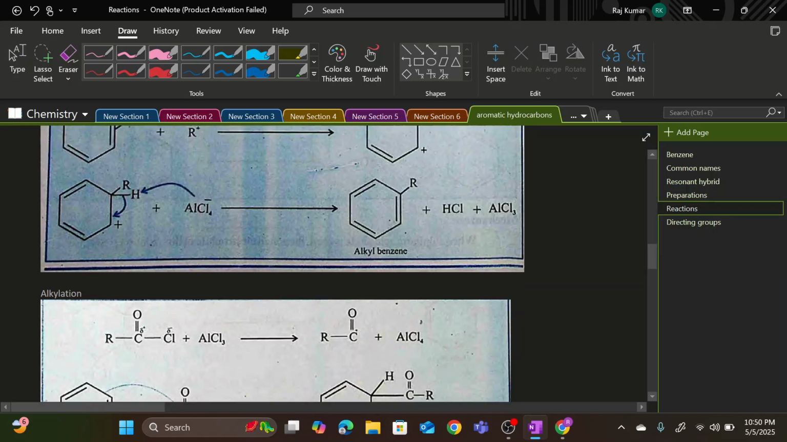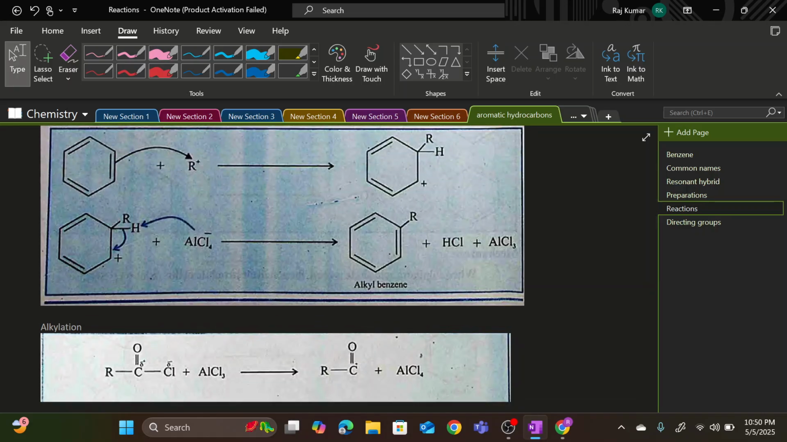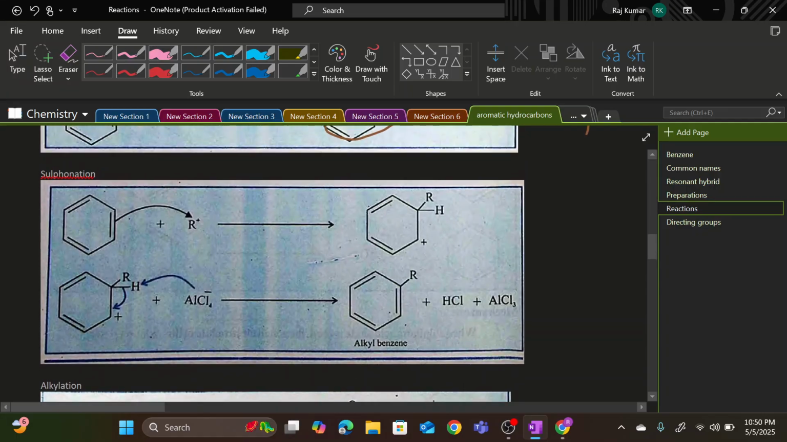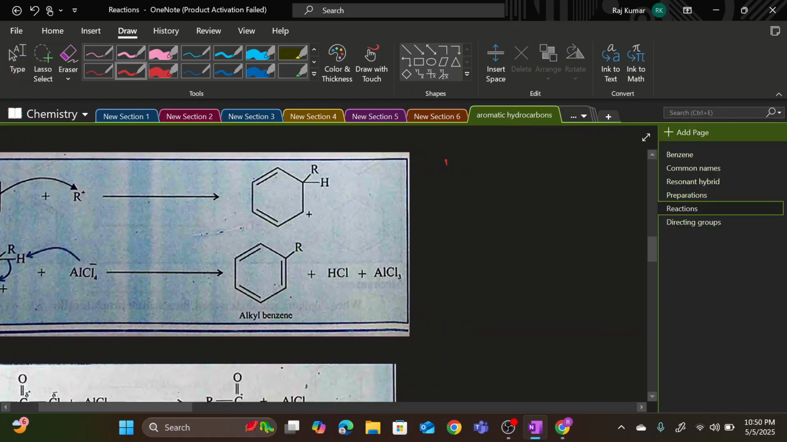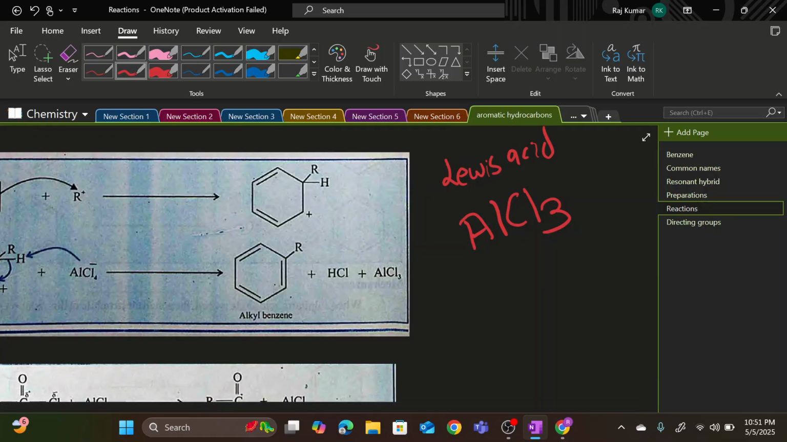Alright, now there is an important topic, which is Friedel-Crafts alkylation, the Friedel-Crafts reaction. There are two Friedel-Crafts reactions. Friedel and Crafts were scientists who used a very interesting method to cause the alkylation or acylation of benzene. Both of the methods involve the use of a Lewis acid, which is aluminum chloride. Essentially, it can be aluminum chloride or aluminum bromide, but we are going to utilize aluminum chloride.